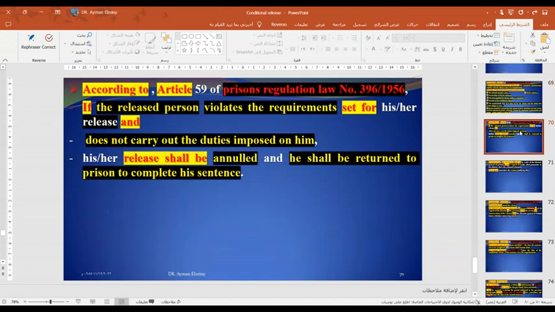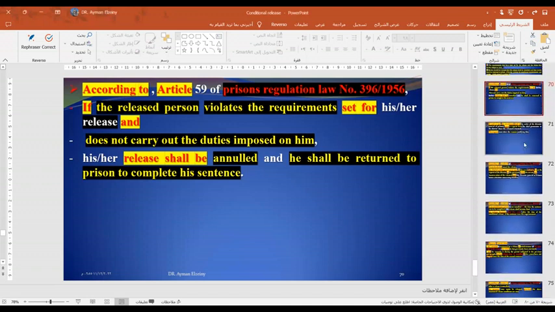Okay, according to Article 59 of prison population, if the released person violates requirements or obligations which set for his release and doesn't carry out the duties imposed on him, the release shall be annulled, and he consequently shall be returned to prison to complete his sentence. لو خالف طبعا وفقا للمادة 59 هيرجع السجن ويقضي باقي فترة العقوبة.